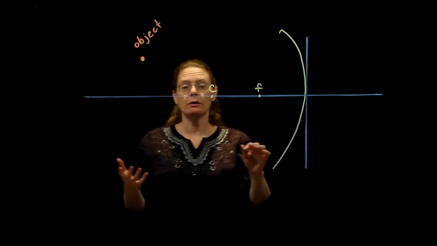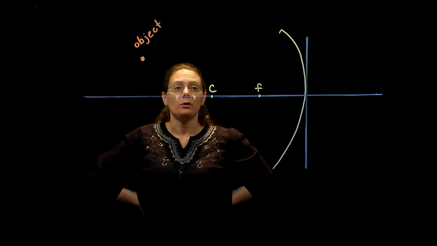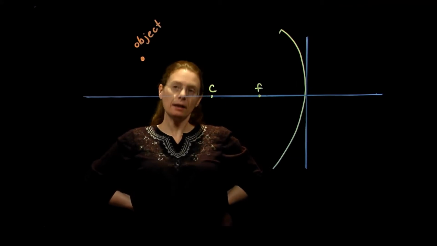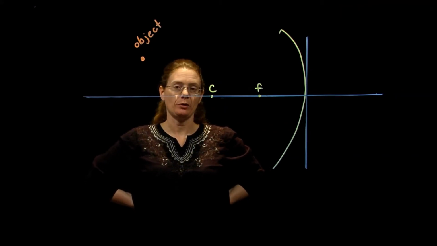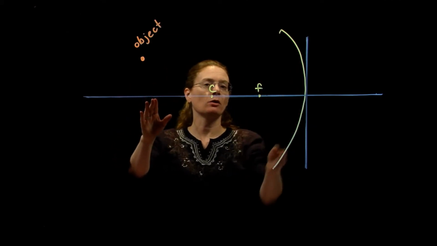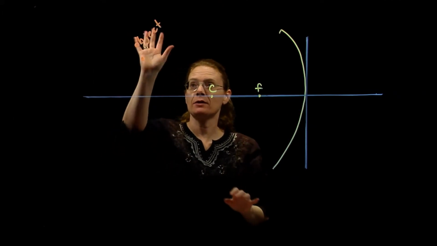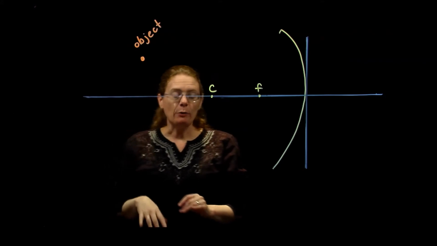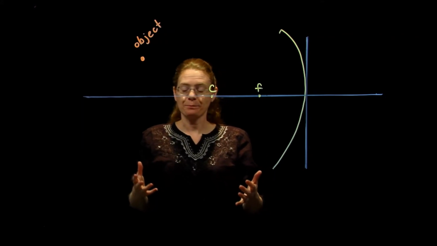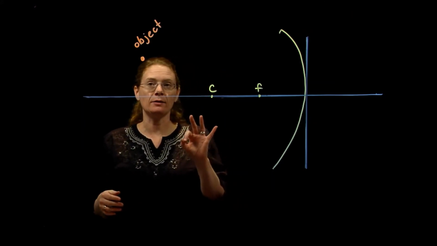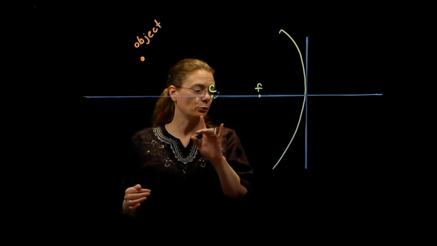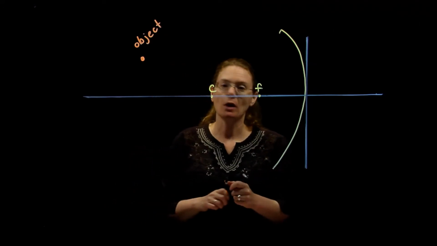So you're going to be given something similar to this, and you have to figure out where is the image going to be formed. So where does this mirror create an image of this object? And the way we do that is with ray tracing. And there are 3 rays that we use, so I'll go through each of them in turn.